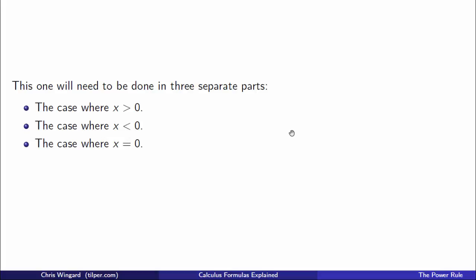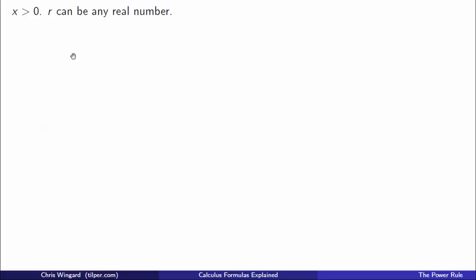So in this video, we're only going to talk about the positive case, and the other two cases will be covered in the next videos. So here, if x is greater than 0, if the base is positive, then r, the exponent, can really be any real number at all. It could be positive, could be negative, could be 0.